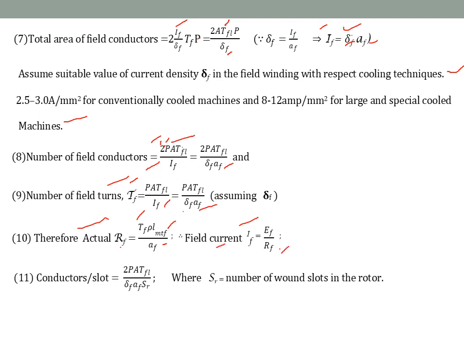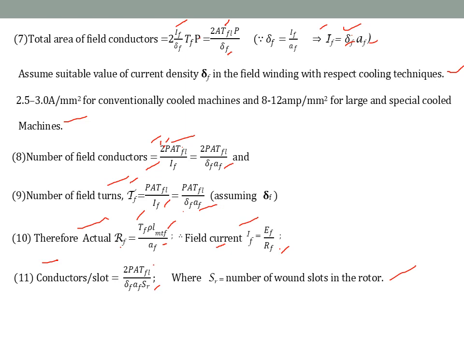Therefore, conductors per slot is equal to 2 into P ATFL divided by delta F AF, divided by SR. SR is the number of wound slots in the rotor. Like that, the number of conductors per slot you can find out, the resistance of the field coil, and the cross-sectional area of the conductor. Like that, you can design the non-salient pole rotor in case of turbo generator. This finishes the design of the three-phase synchronous machine.